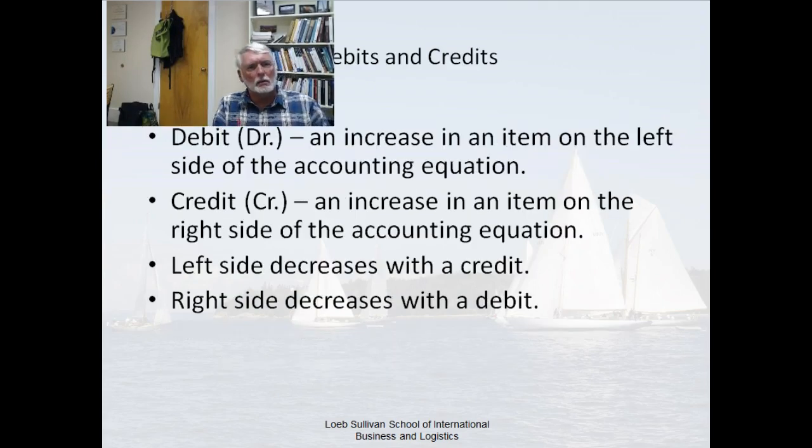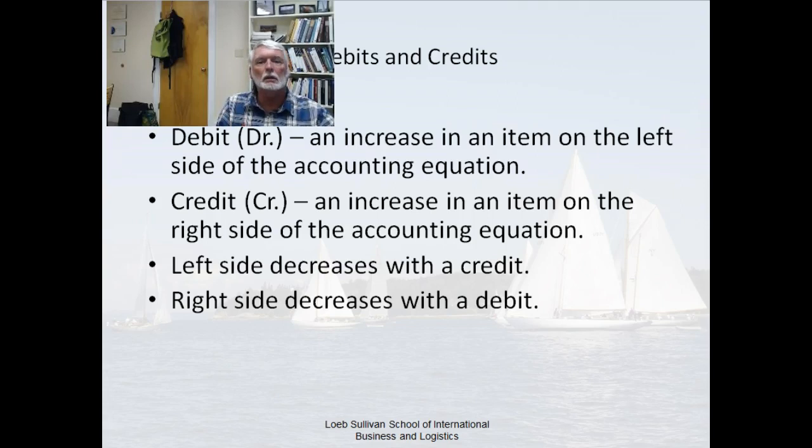So a debit, we've talked about this already, but a debit is an increase in an item on the left side of the equation. So debits increase assets, and a credit is an increase on the right-hand side of the equation. So credits increase liabilities and equity, and vice versa. The left side decreases if you have a credit, right side decreases with a debit.